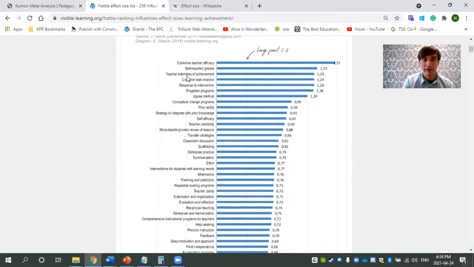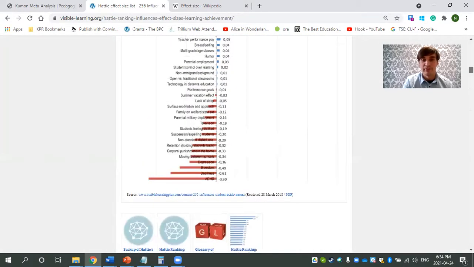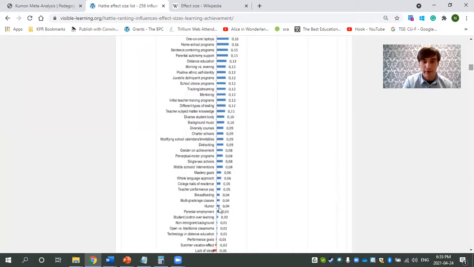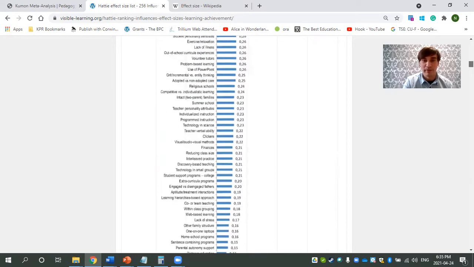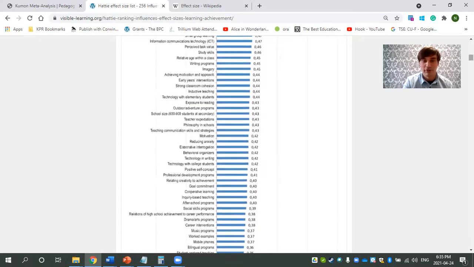So collective teacher efficacy, self-reported grades, teacher estimates of achievement, cognitive task analysis, response to intervention. And the ones in the bottom of the list have the lowest impact. So humor, multi-grade age classes, teacher performance pay, college halls of residence, etc. And the ones in the middle are sort of average results. In fact, the average impact size of a teaching study is 0.4.